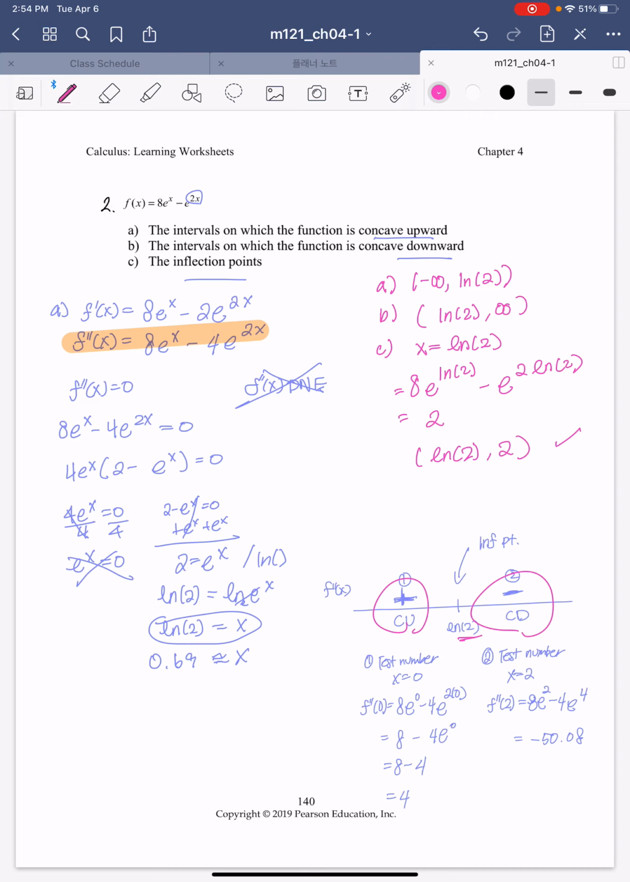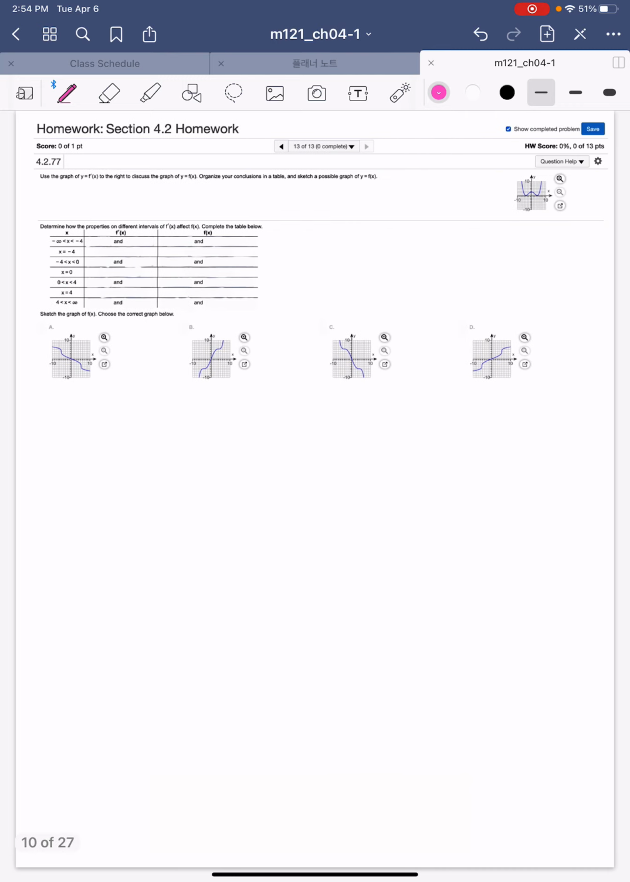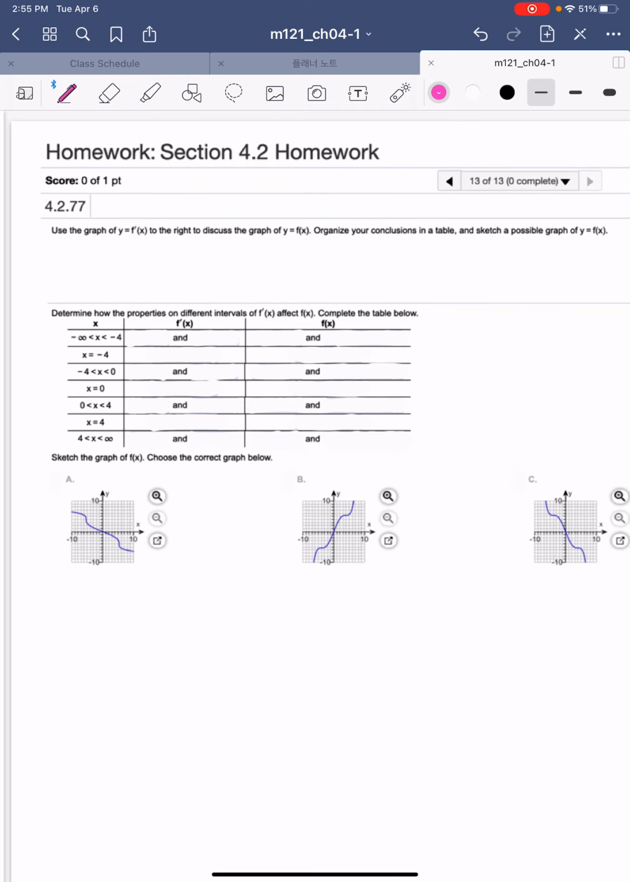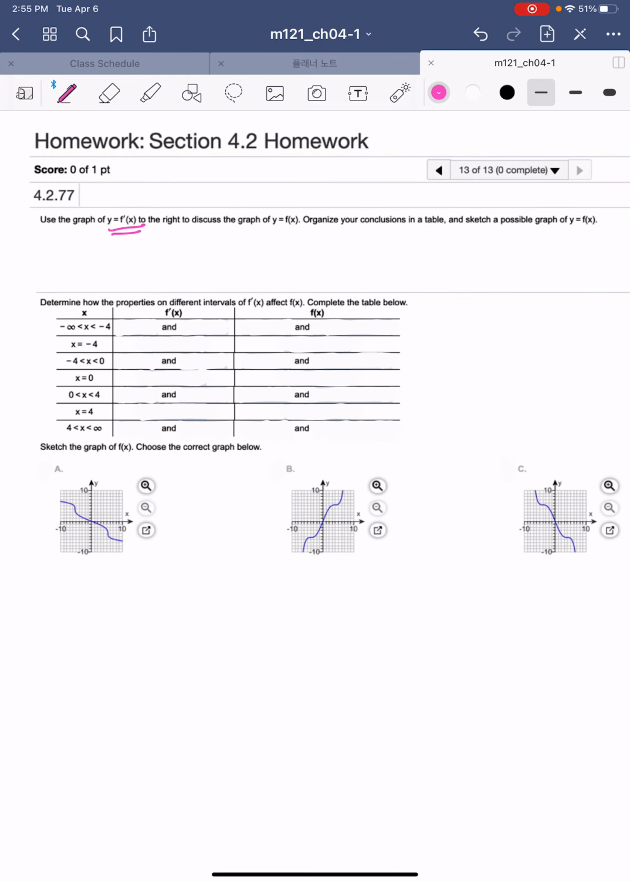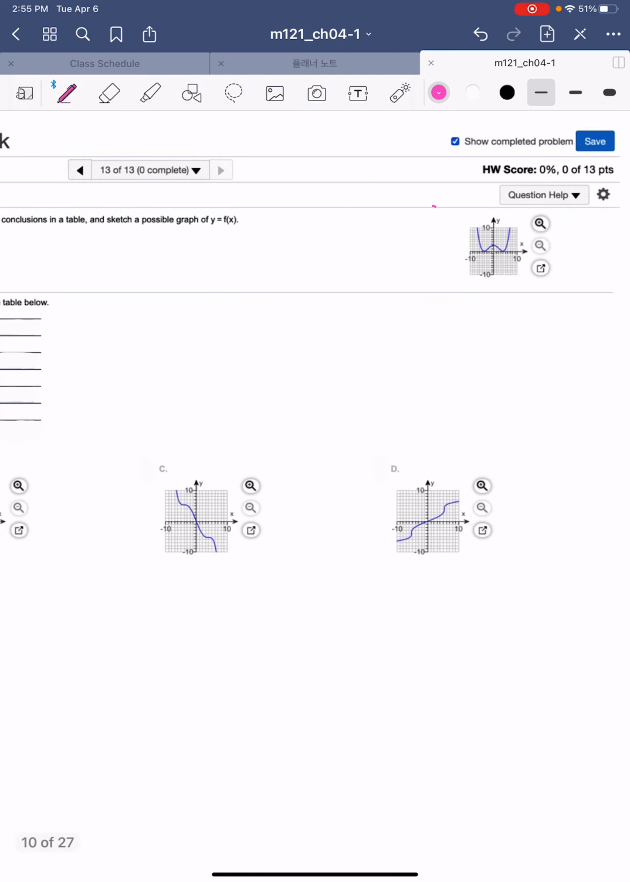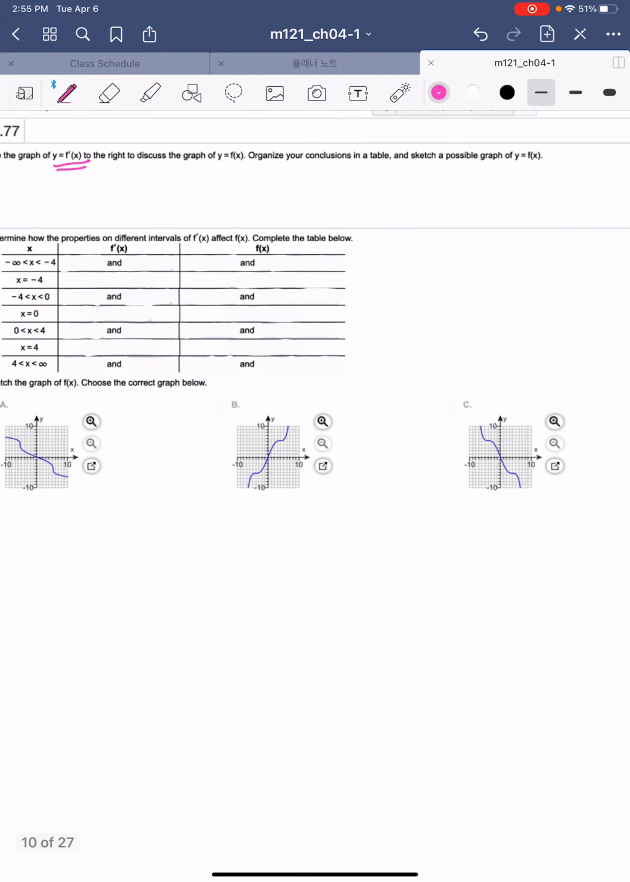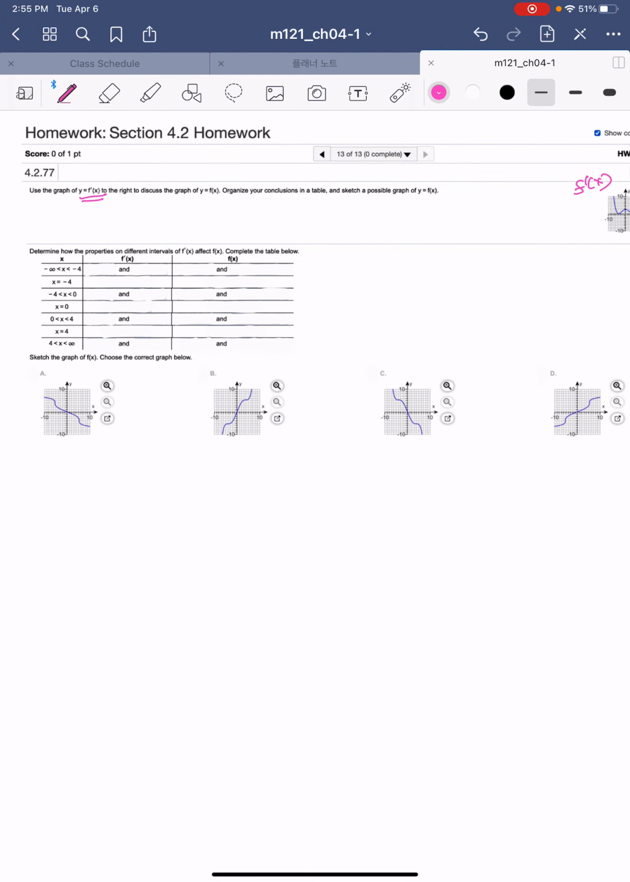All right. Let's move on to the last problem. Last problem, I selected one of your homework problems, number 13. And that's kind of like everything that we talked about so far, but it's organized in a little bit different way. So let's take a look at this. I'm going to zoom in a little bit to have a better view. Use the graph of f prime of x. So you're given, this is not an original function. This is a graph of the derivative function, first derivative. To discuss the graph of the original, organize your conclusion in a table and sketch possible y equals f of x.